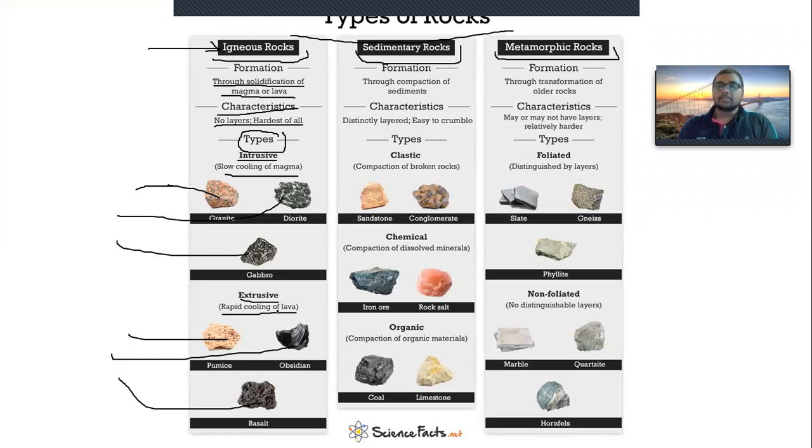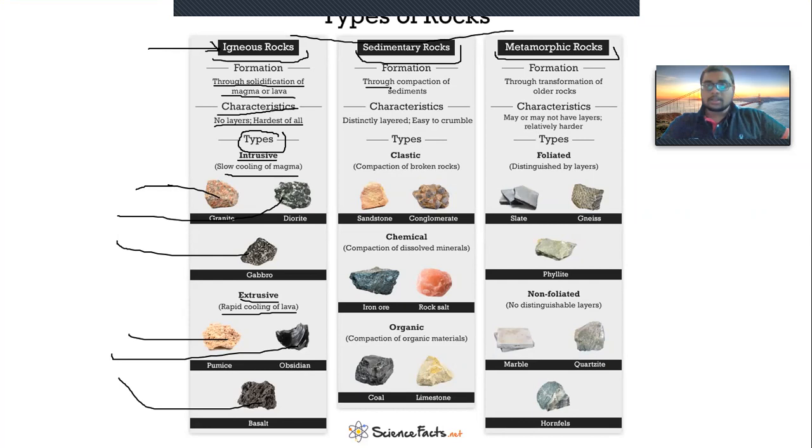So we have now studied two types of one major type. Igneous rock is a major type, and intrusive and extrusive are the subtypes of this igneous rock. I hope you are understanding this. Then there are sedimentary rocks. How are the sedimentary rocks formed?